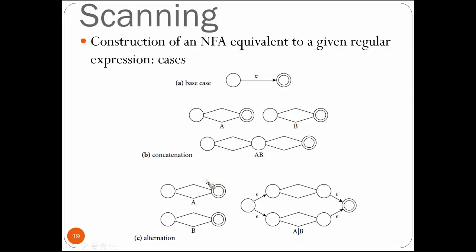Similarly, alternation can be implemented if we have again non-deterministic finite automata for A and for B. If we want to implement a non-deterministic finite automata for A or B, we can, from a start state, either go to the automata that detects A, or go with an empty transition to the automata that detects B. Here we non-deterministically go either to A or to B. So now we get one non-deterministic automata that detects A or B.